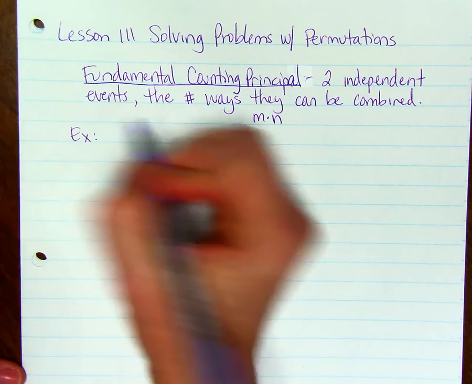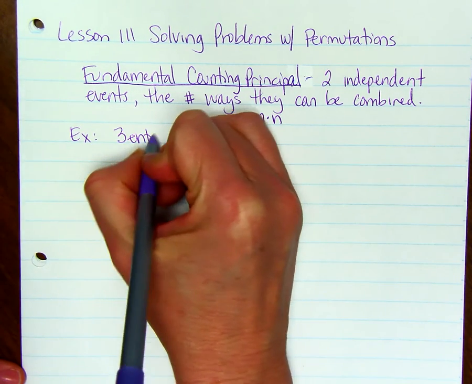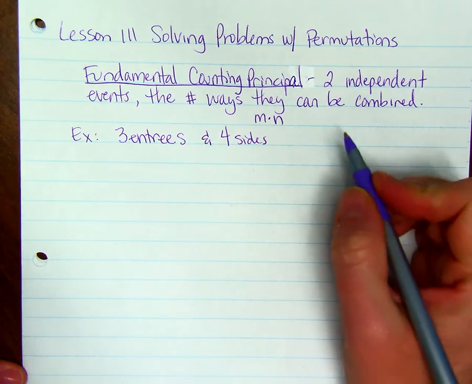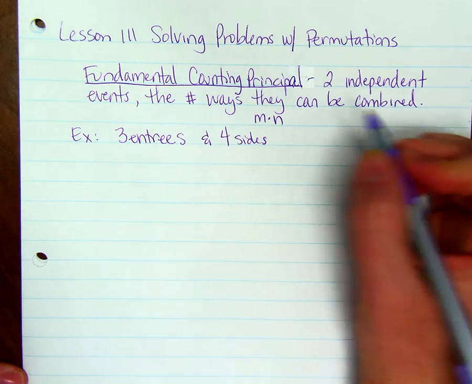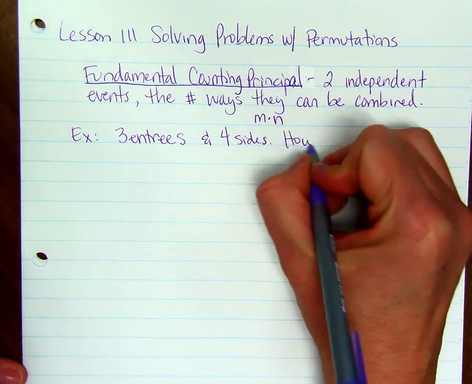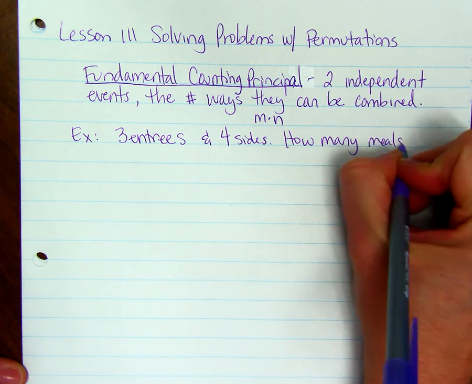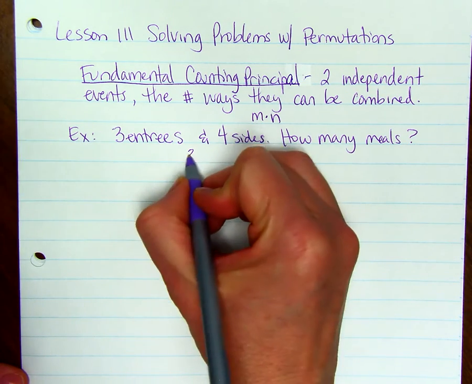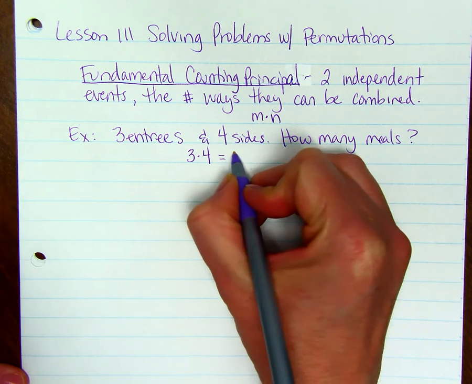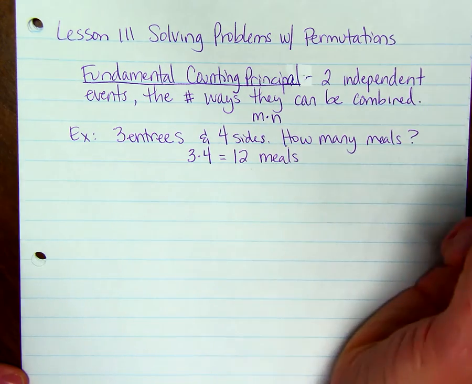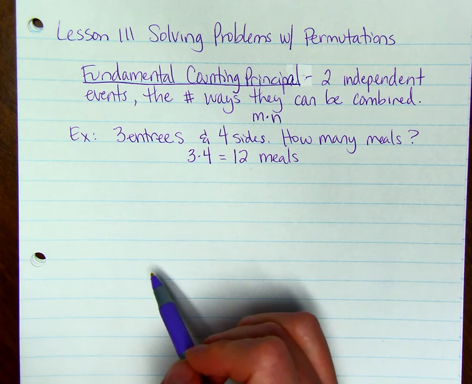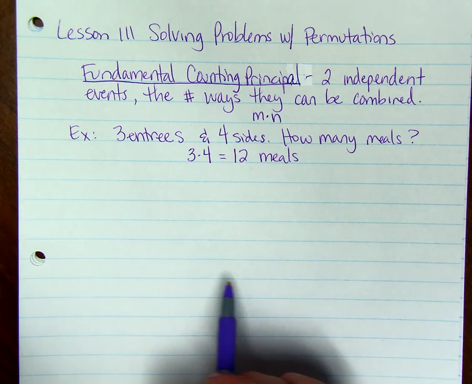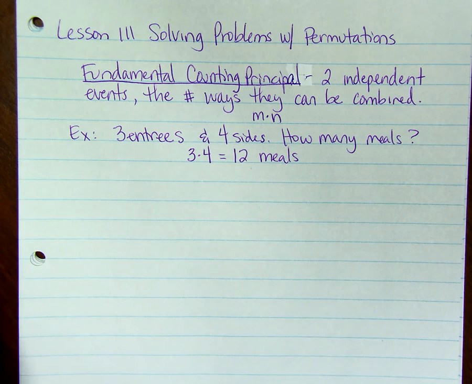So let's do an example. If you had 3 entrees, that's just like a meal, and we had 4 sides, how many different meals could you make with 1 entree and 1 side? We could use the fundamental counting principle for this, and we could do 3 times 4. So we could make a total of 12 meals. If you were to make a tree diagram, you would have the 3 different entrees, and then with each entree you could do one of the 4 sides. So that's how we get the 12 different meals.